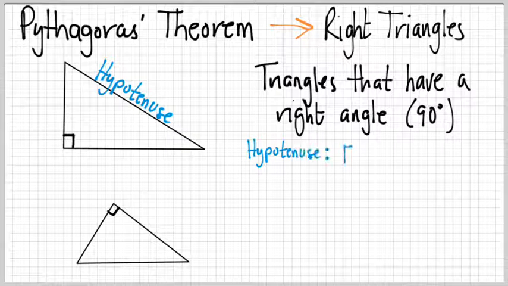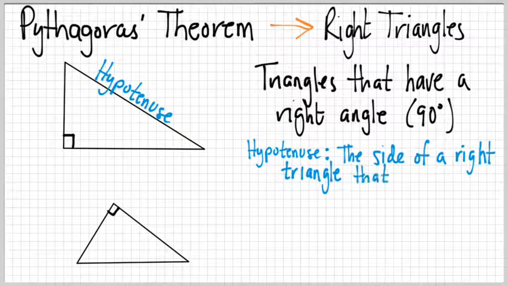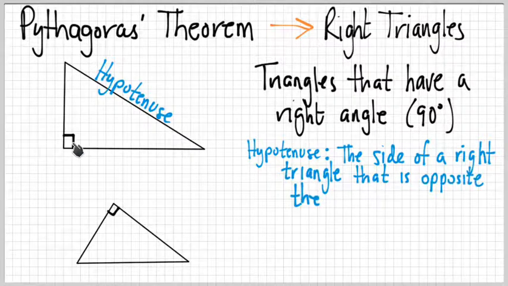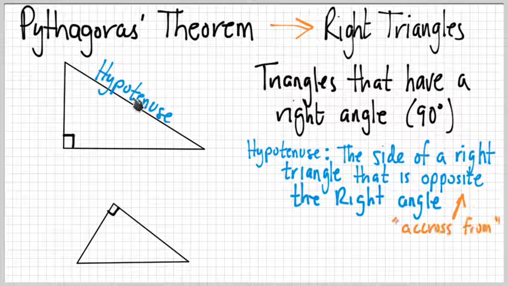The hypotenuse is defined as the side of the right triangle that is opposite the right angle. We can see here it's across from. Opposite basically just means across from the right angle. None of the corners on the hypotenuse, the ends of that hypotenuse, are the right angle. It's the one that's opposite, across from it. Same thing down here. This would be the hypotenuse because it's across from the right angle.